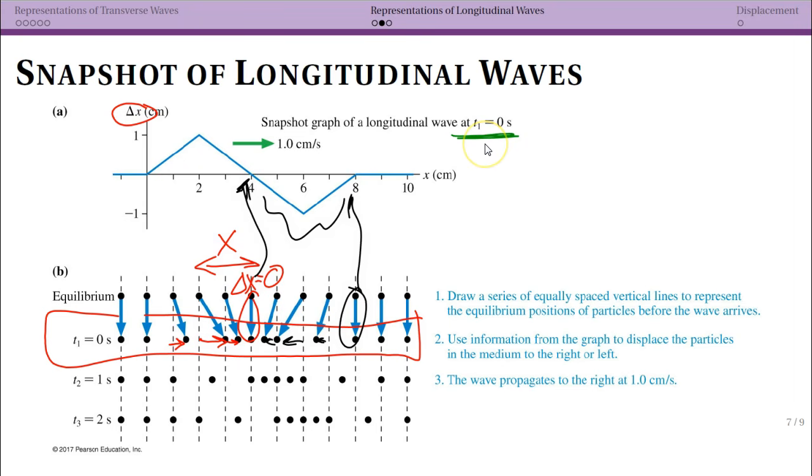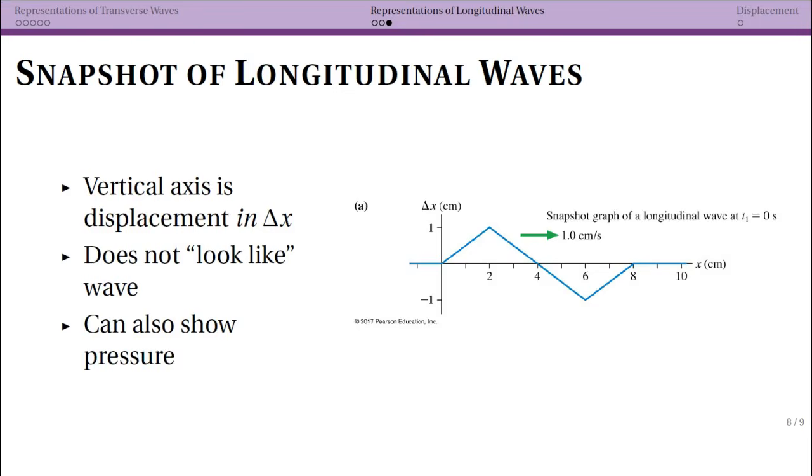So longitudinal waves can be a little bit tricky to represent and to think about, but once you have this plot where you're looking at displacement versus position, we really get to analyze it the same way we do with transverse waves. But make sure when you're labeling your vertical direction that you're labeling it with the right type of displacement, whether it's longitudinal or transverse. So again, the vertical axis here is the displacement, in this case delta x. It doesn't look like the wave, right? The wave itself in this case is not a string going up and down. The wave itself is some particles that are closer or farther apart from one another.